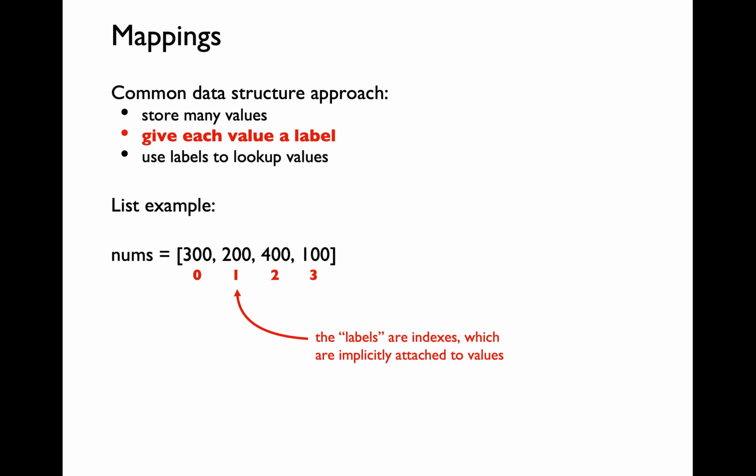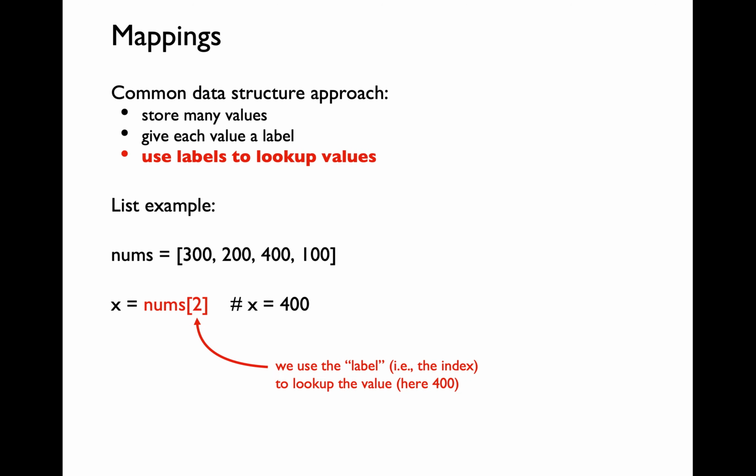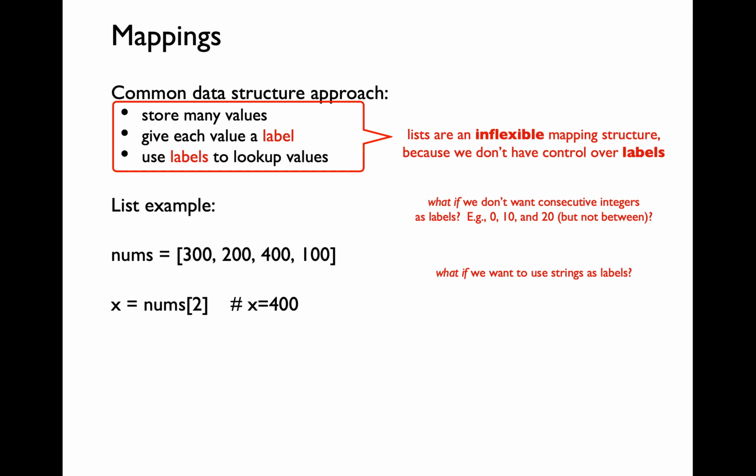Let's say that I want to associate labels with these values. Those are going to be index positions. Each value has a unique index position. How can you use the label values here to look up the items? You'll have to use the concept of indexing. Recall that if you want to extract the item 400, you'll have to index by saying nums of 2.